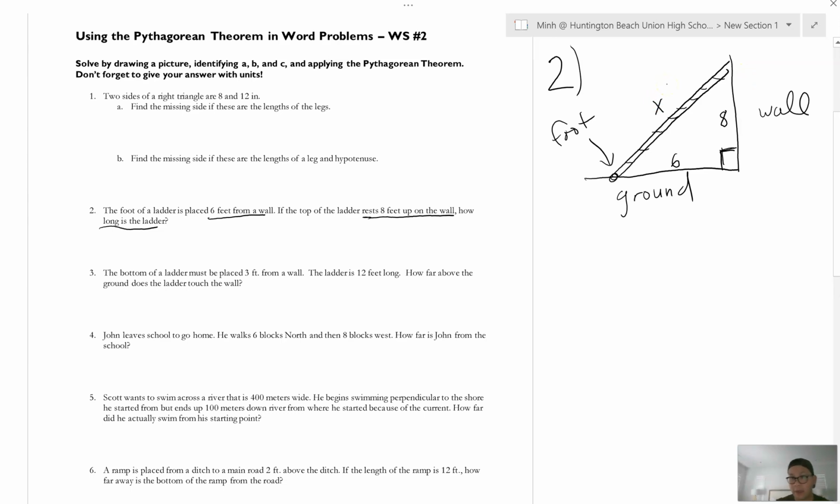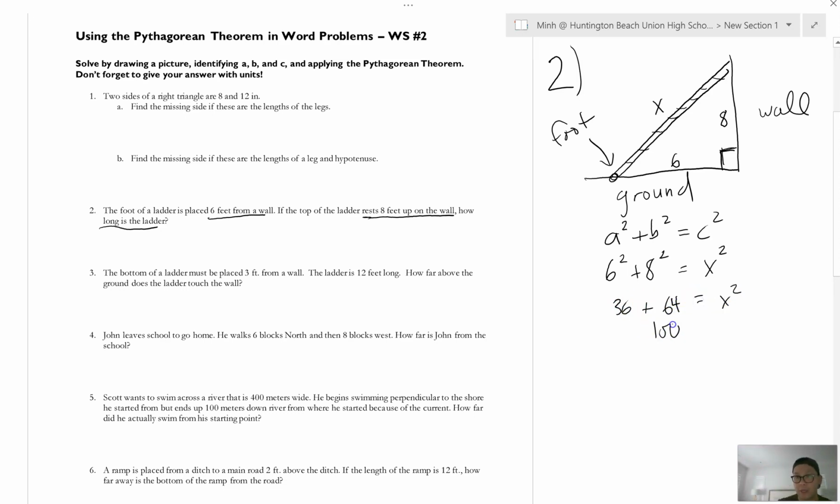If you remember the Pythagorean theorem, it's a squared plus b squared is equal to c squared. And what we talked about in the last lesson was that the two sides that form the right angle are always my legs. So that's going to be 6 squared plus 8 squared is equal to x squared. Remember, the x is the length of the ladder. I'm going to solve for it. So I got 36 plus 64 is equal to x squared.